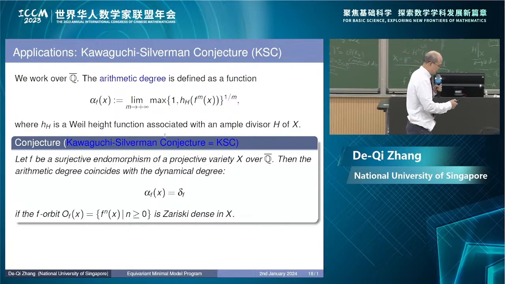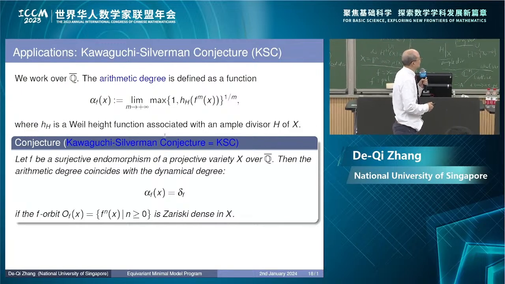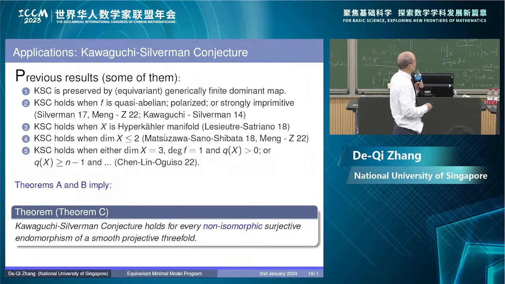So let's move on. Let's make some remarks. The known results are that if it's quasi-abelian, the abelian case is known. The polarized case is also known. That's why I say that polarized is well understood. Strongly primitive is vacuously known.